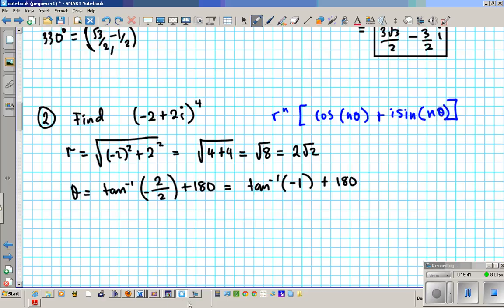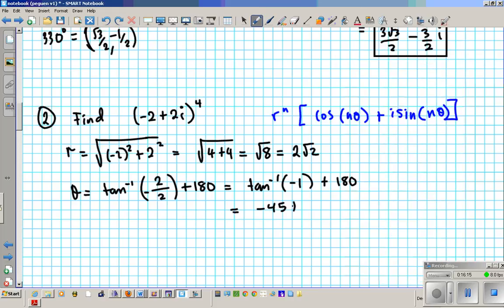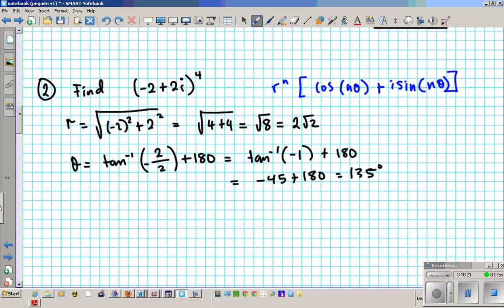So what is the inverse tangent of negative 1? Let's have our calculator do that for us. Inverse tangent of negative 1 is, what just happened? Mode, enter, again, negative 45, okay? So it's negative 45, but we're going to add 180, right? Why don't we just add it while we're at it? Negative 45 plus 180 should give me 135. So this is going to be negative 45 plus 180. And as the calculator just showed us, that's equal to 135 degrees. That is my theta. Okay?